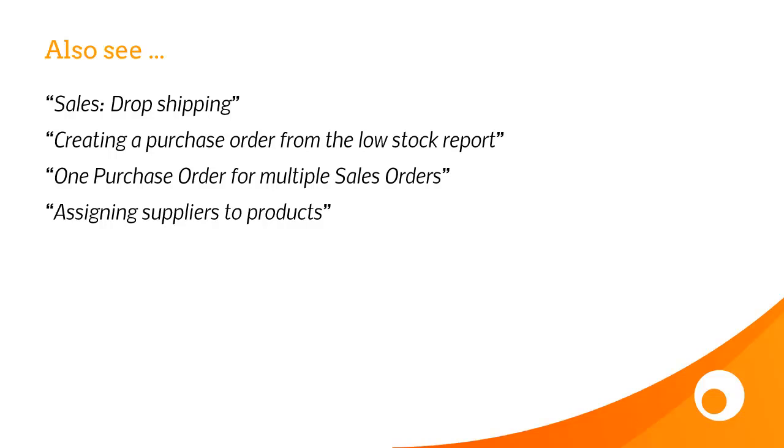If you're sending goods directly from supplier to the customer, that's called dropshipping, and there's a separate video that explains all about dropshipping. It's also worth having a look at creating a purchase order from the low stock report and one purchase order for multiple sales orders as different ways of creating your purchase order.